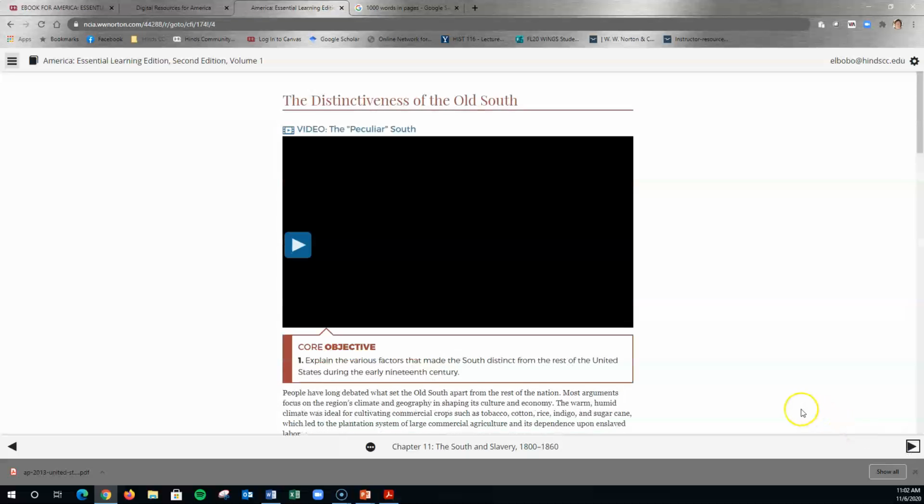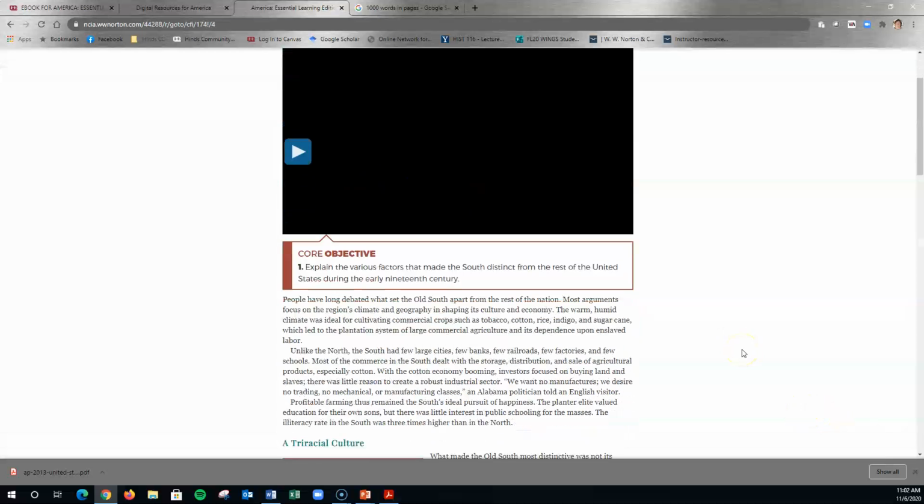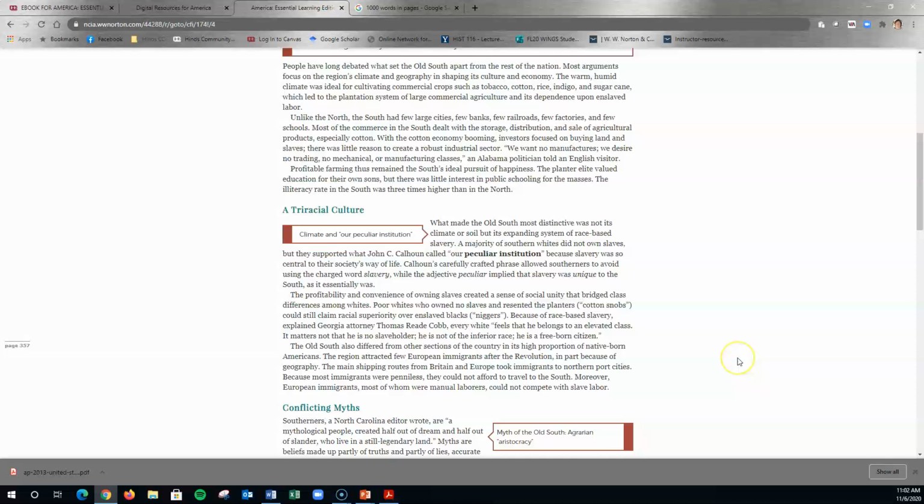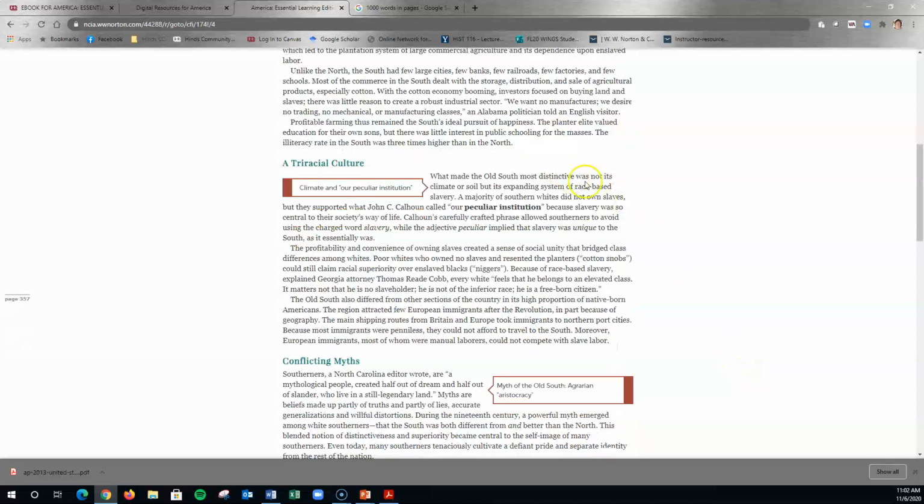The textbook takes a look at this, and remember, don't forget to watch the videos. I'm telling you, they're going to be really helpful. What made the Old South most distinctive wasn't that it was an agricultural area. It wasn't that it had a different climate or different soils. It does, but it's the peculiar institution, what Calhoun called the peculiar institution, slavery. Slavery was what made the difference.